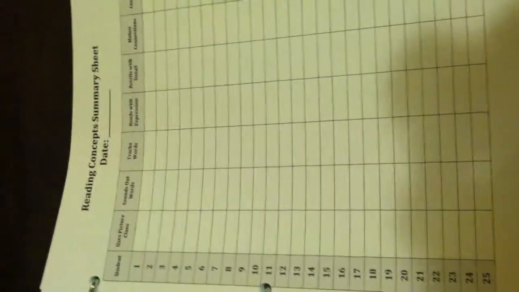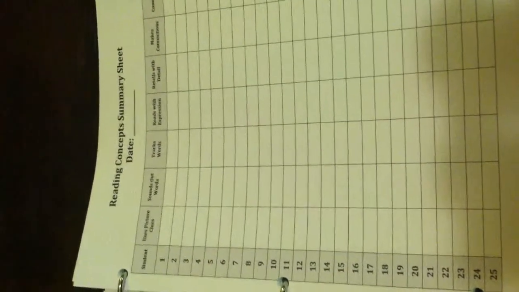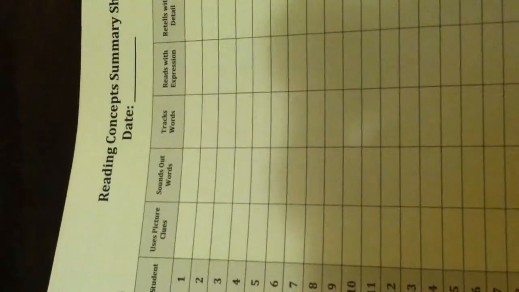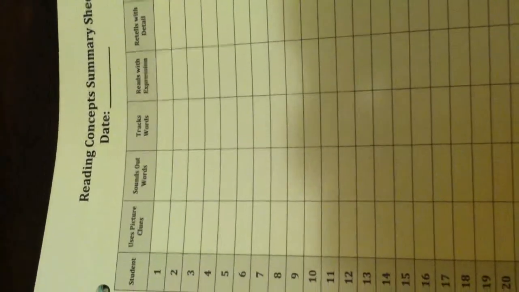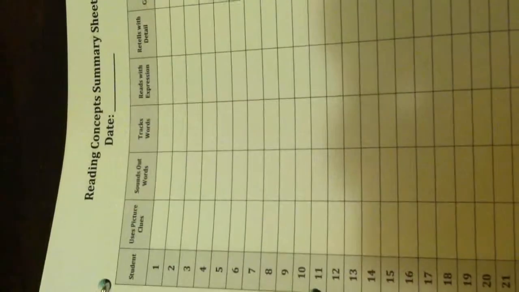The next sheet is the reading concept summary sheet, and this is similar to what's in the student portfolio, where they can mark their progress throughout the year. It goes over picture clues, sounding out words, tracking words, reading with expression, retelling with detail, and making connections. For this, I would just stop on a given date and do a small group lesson or one-on-one and see how many times they use the picture clues, just put a check, and then you could do 3 out of 4 times or whatever it might be.